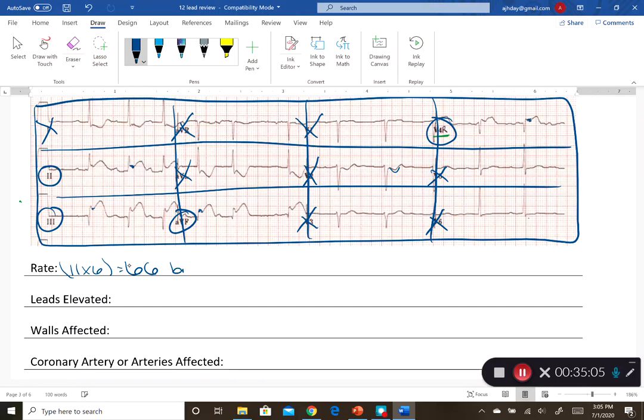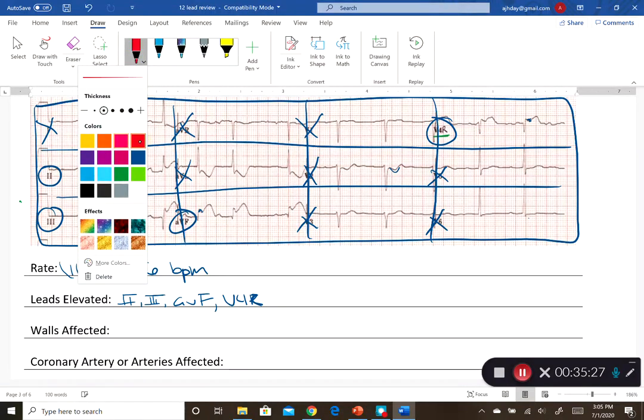So I got 66 beats per minute. Looking at my leads elevated, I have 2, 3, AVF, and I also have V4R. And make sure you label it R, because remember that's telling me that they took that V4 and moved it over to the right side, and they're doing a right side 12 lead. Let's go ahead and label our walls.